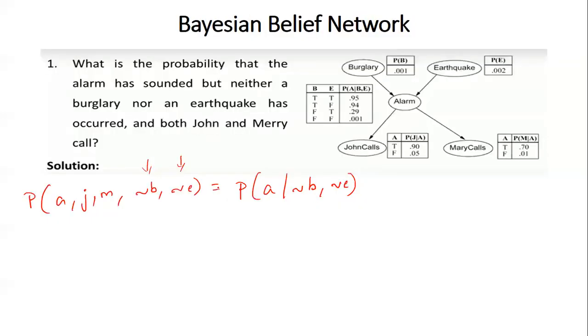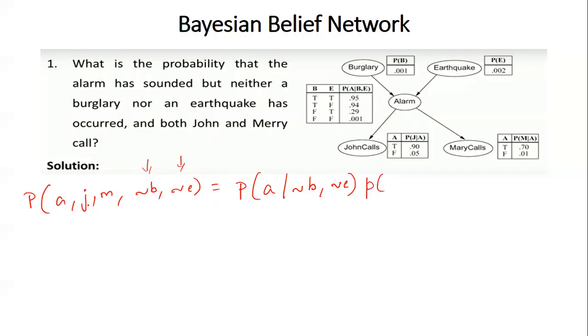Now if you see next, what's the probability of John calling? John calling actually depends on what? Here we have confirmed that there is an alarm. So what is the probability that John calls given there is an alarm?